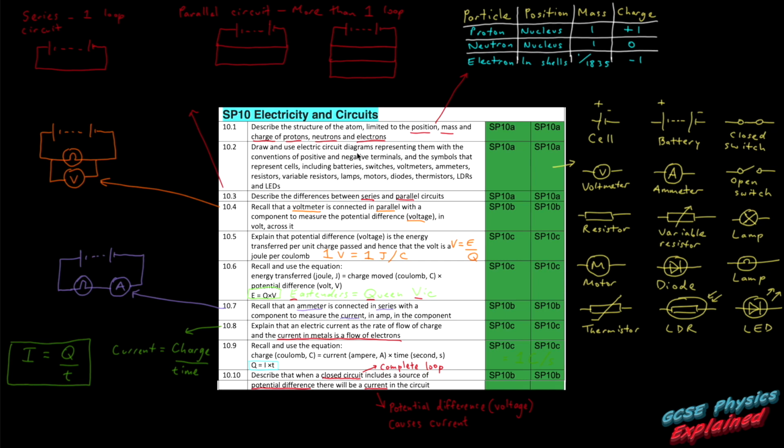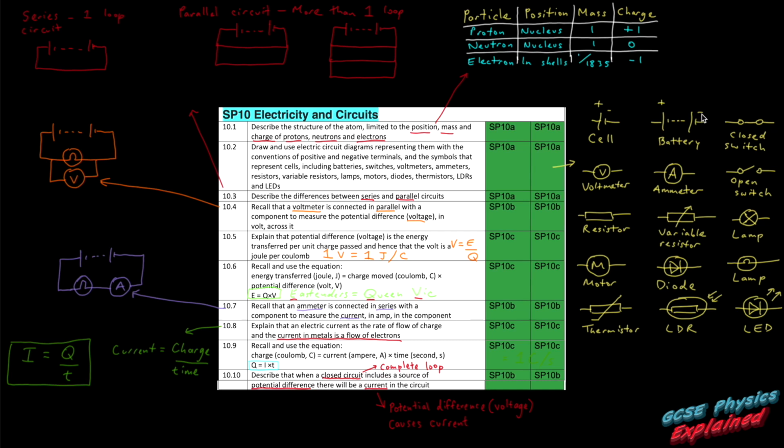10.2. Draw and use electric circuit diagrams representing them with the conventions of positive and negative terminals and the symbols that represent all of these things over here. So the cell, the positive side of the cell is the large side. What I tell my students is if you add something, it gets bigger. So the big side is the positive side and the smaller side is the negative side. And that goes for the battery as well. So we're only interested in the outermost part of the battery there and then the outermost part of the battery there. So that was big, so that's the positive side of the battery, and that was small, so that's the negative side.